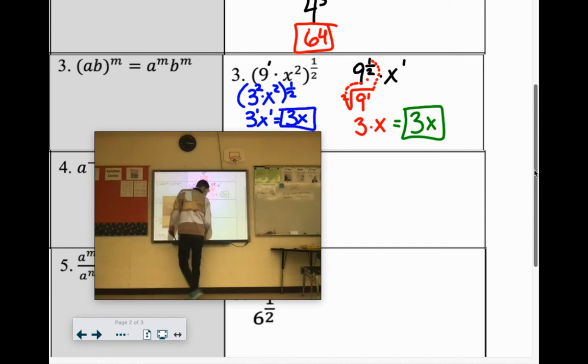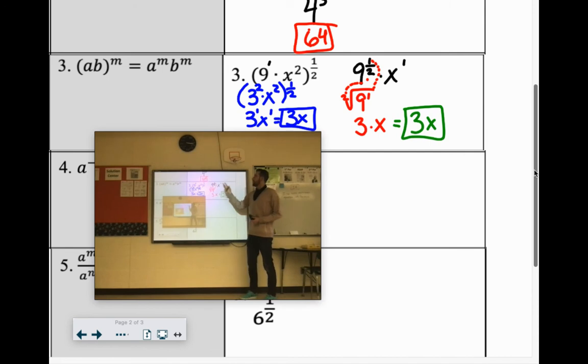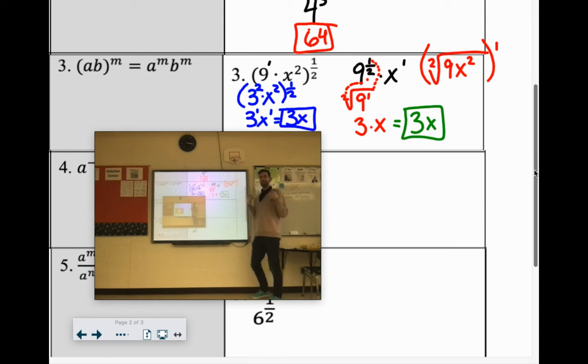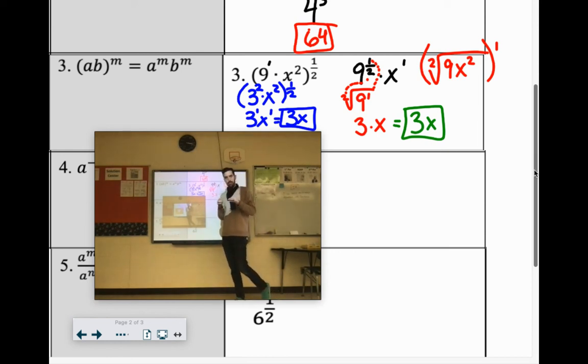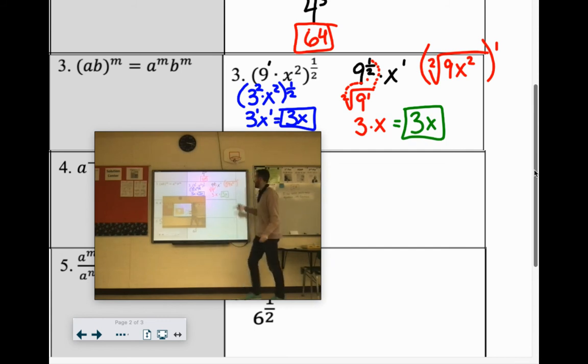Other way, again, if you have a fractional exponent like this 1/2, then you take whatever the denominator is, you put it here, you take whatever the numerator is, the 1, and you either put it inside or you can put it on the outside. Usually I put it on the outside. So this would be really the square root of 9 times x squared, or 9x squared. And then after you take the square root, you take it to the first power, aka it doesn't change. So anytime you're having something to the 1/2 power, it's the same as taking the square root. And the square root of 9x squared is 3x.